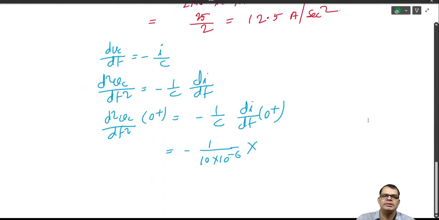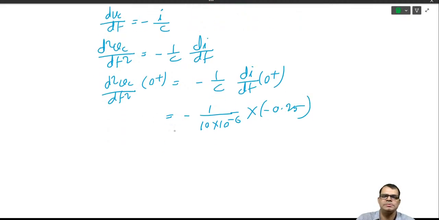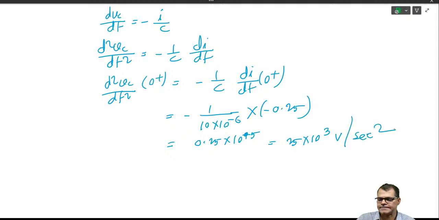So minus minus plus, that is 0.25 into 10 to the power 5, right? That means 25 into 10 to the power 3, sorry, 10 to the power plus 5, that is 25 into 10 to the power 3 volt per second square.